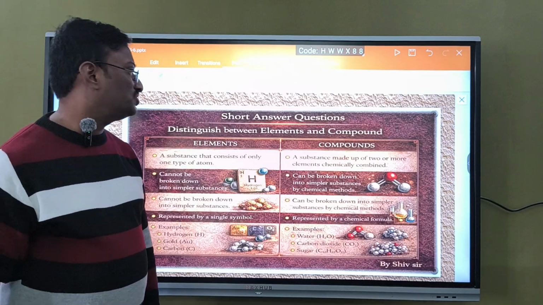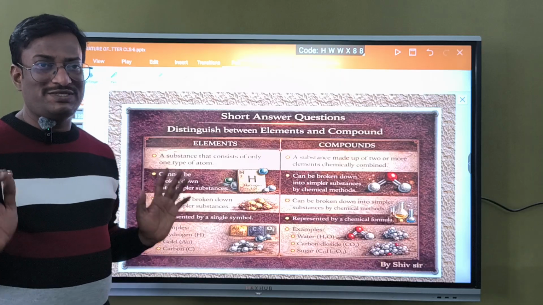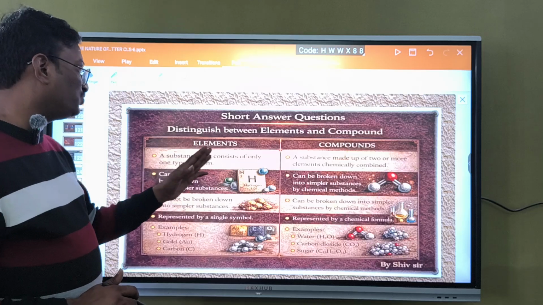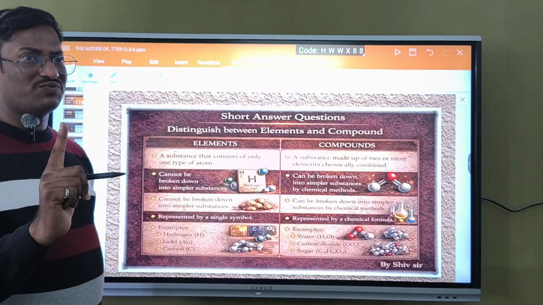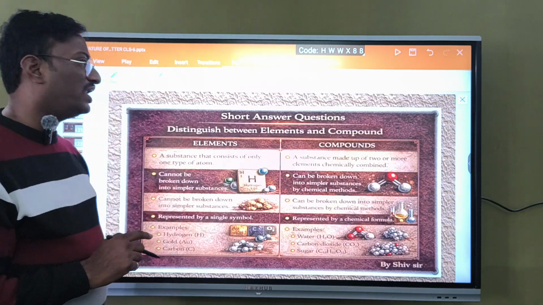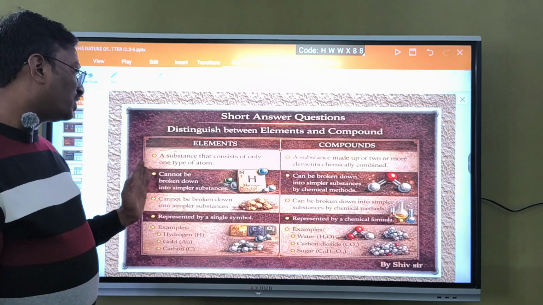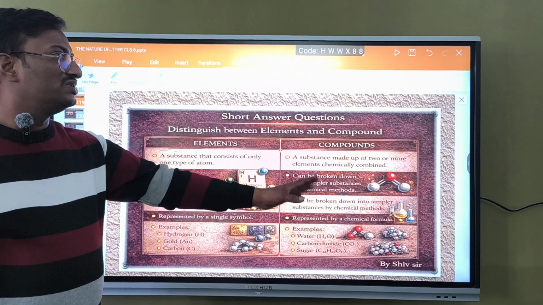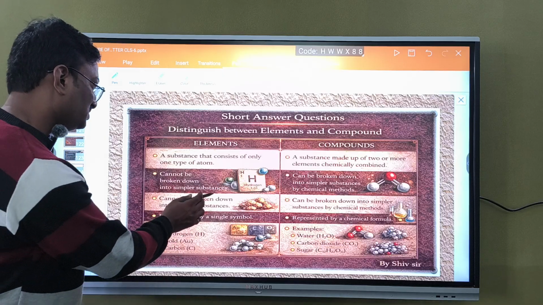Next, short answer questions, children. Distinguish between an element and a compound. I think we have learned the concepts very well. What is an element? A substance that consists of only one type of atom, similar atoms, is called an element. A compound is a substance made up of two or more elements chemically combined. Elements cannot be broken down into simpler substances. Compounds can be broken down into simpler substances.